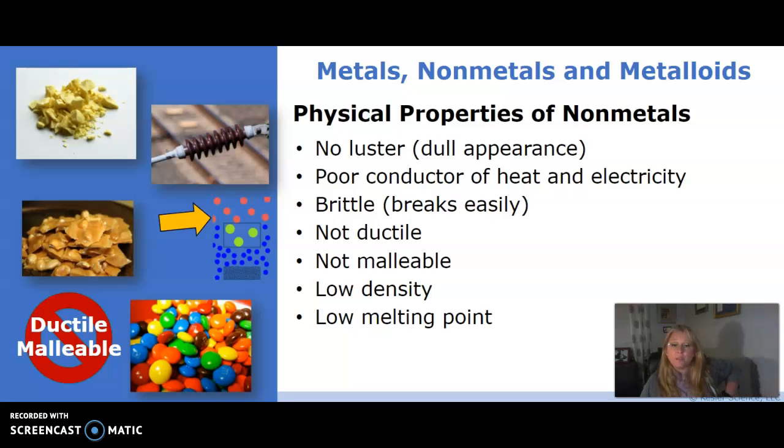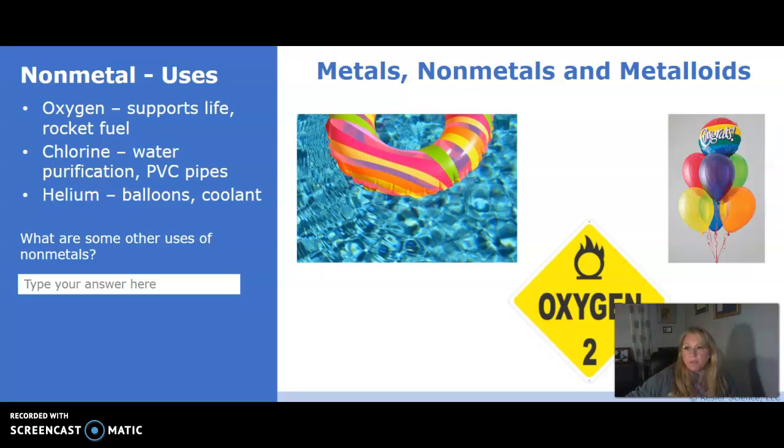The physical properties of nonmetals, again, are the opposite of metals. So there's no luster, they're dull, they're poor conductors, they're brittle, they can break easily, they're not ductile or malleable, they have a low density and low melting point. So look at some of the uses for oxygen and see if you can list some other uses in the text box.